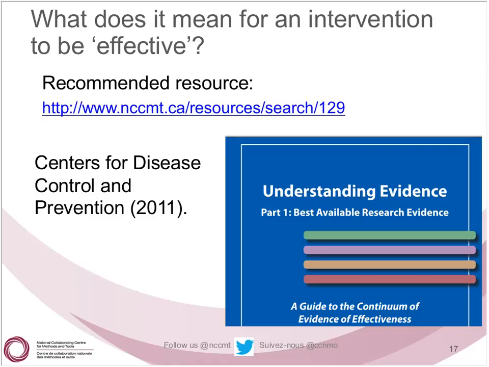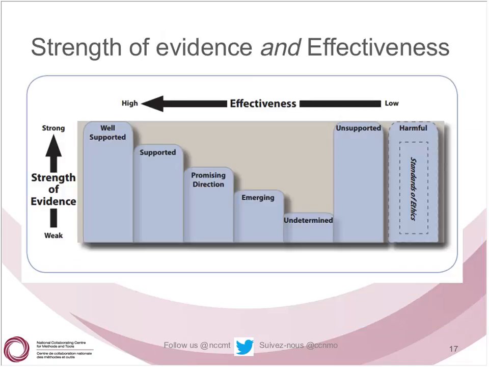The piece that I'm focusing on here is the best available research evidence, so just exactly the terminology that I was just talking about. And the subtitle is A Guide to the Continuum of Evidence of Effectiveness. So as we're talking about effective interventions, it can actually be helpful to think about what it is that makes an intervention what we would call effective. So this diagram is actually from that Centers for Disease Control and Prevention resource.